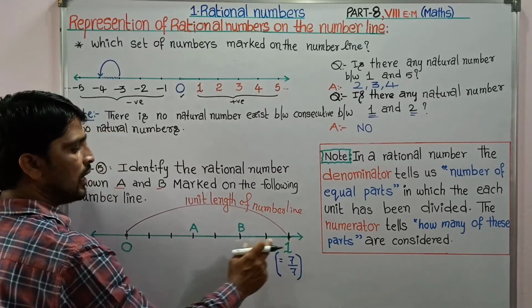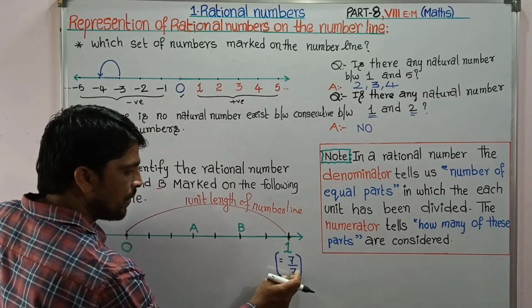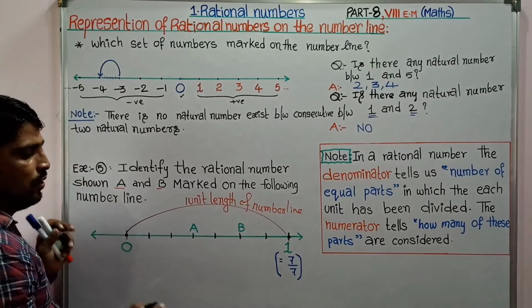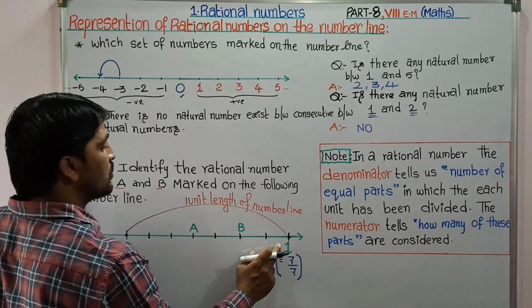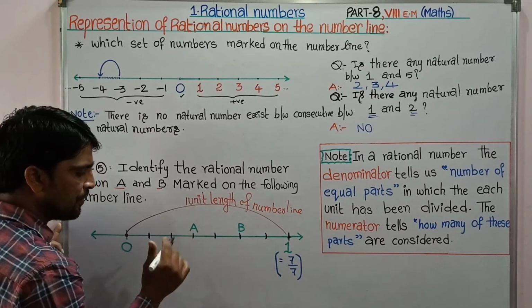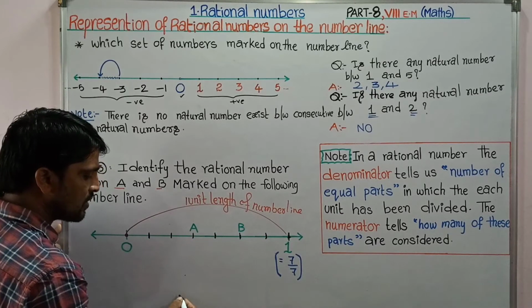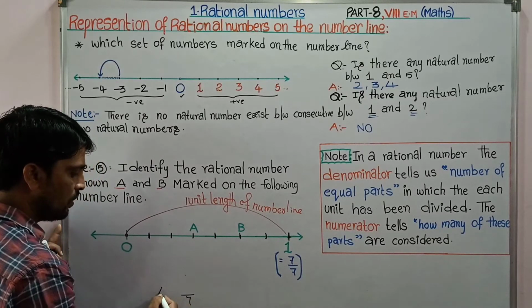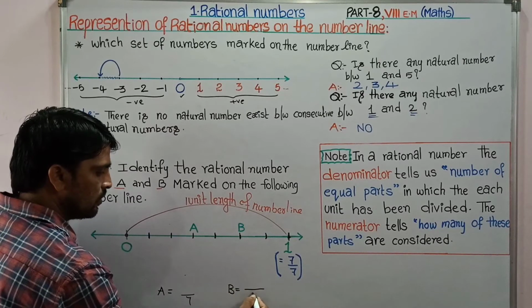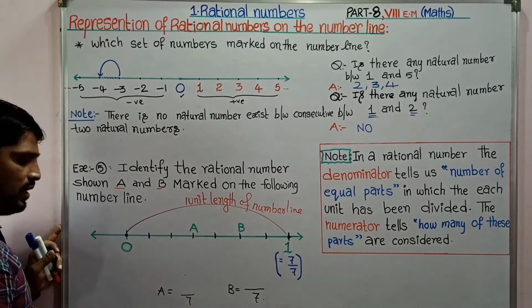1 unit length on the number line is divided into 7 equal parts. Out of 7 equal parts, 1 is the seventh part. That is 7 by 7 is equal to 1. So the 1 unit length is divided into 7 equal parts, so the denominator is always 7. The denominator is 7 for A and the denominator is 7 for B also.